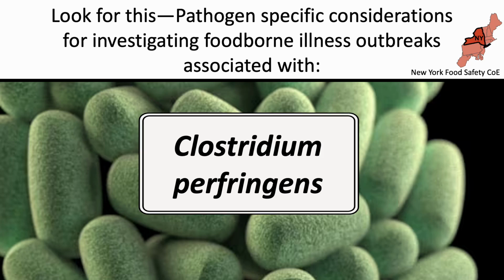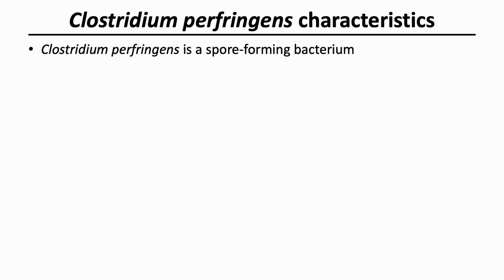Hello, and welcome to our series, What to Look For, where we talk about specific considerations for investigating foodborne illness outbreaks. In this video, we will discuss specific considerations for investigating Clostridium perfringens outbreaks. To start, let's go over some of the key characteristics of Clostridium perfringens, which we will refer to as the abbreviated C. perfringens for the remainder of this presentation.